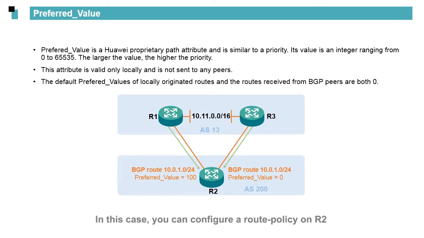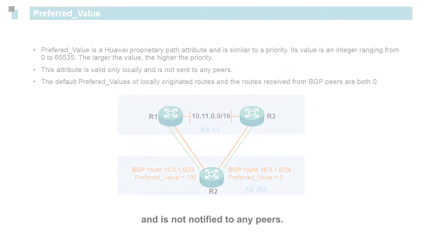In this case, you can configure a route policy on R2 to modify preferred value. In this example, preferred value is set to 100 for the route received from R1, and preferred value of the other route is not changed and remains as 0. In this case, the route received from R1 has a higher priority. Therefore, R2 selects this route. This modification has significance only on R2 itself and is not notified to any peers.